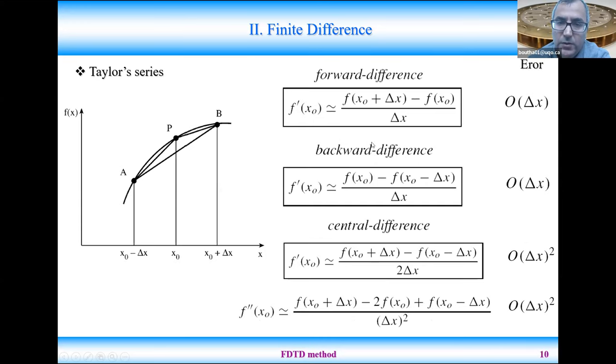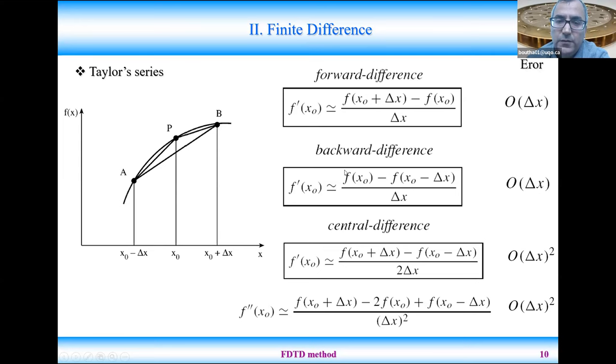And that's what I wrote here. If we use the first equation, we're going to have f of x0 plus delta x minus f of x0, divided by delta x. And that can be an approximation of the first derivative at the point x0. The other terms will be of the order of delta x, so the error is of the order of delta x.